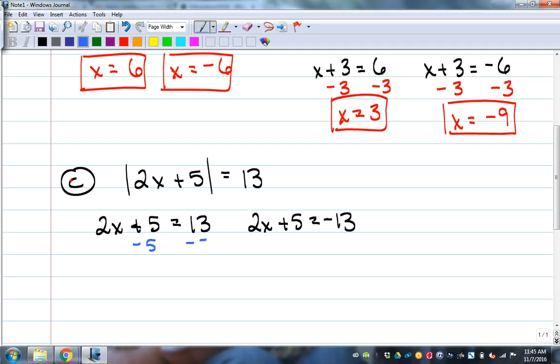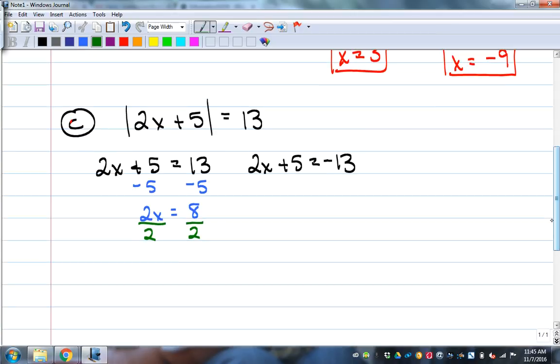Subtract 5. 2x is equal to 8. Divide by 2. And x would equal 4 for that problem. Now let's solve the other one. The steps should be the same. As far as how you work it, you're just going to get a different answer.